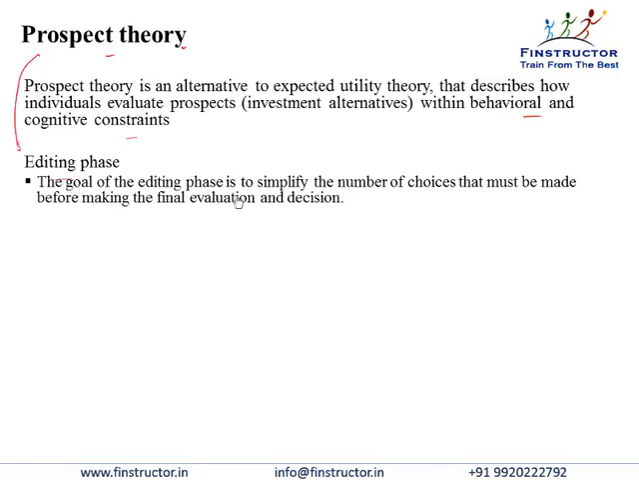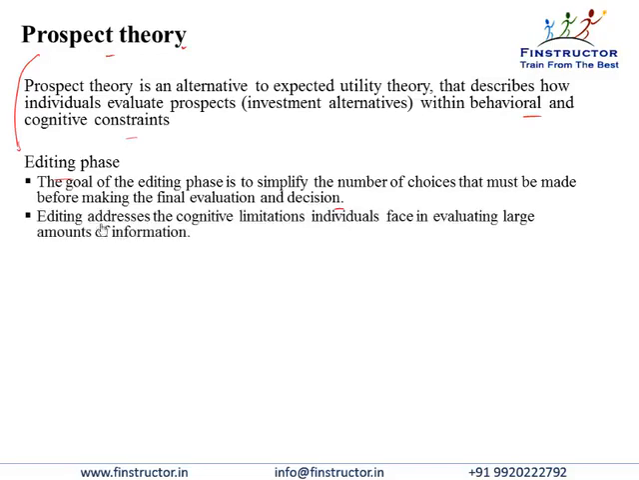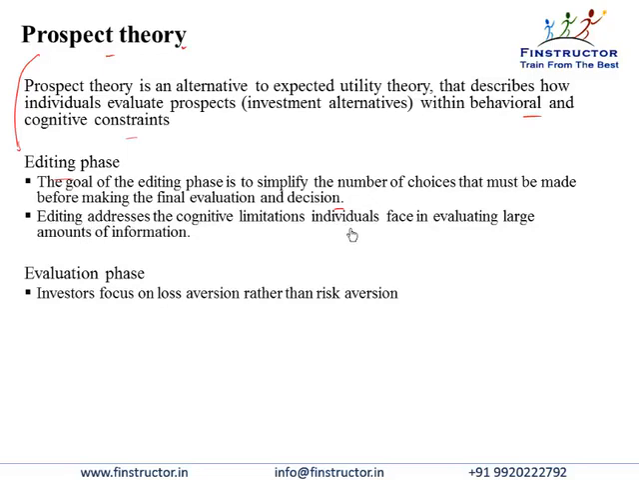The editing phase tries to simplify the choices and the options that we have to evaluate. So whatever information is at our disposal, we mentally edit the information so that it becomes easier to evaluate. That editing process happens within our cognitive limitations, and we face limitations in evaluating large amounts of data and large amounts of information.